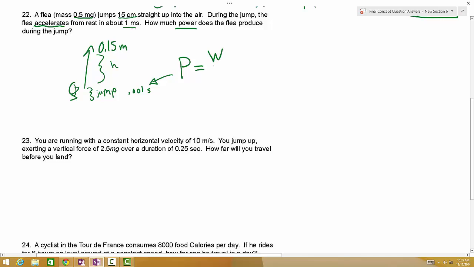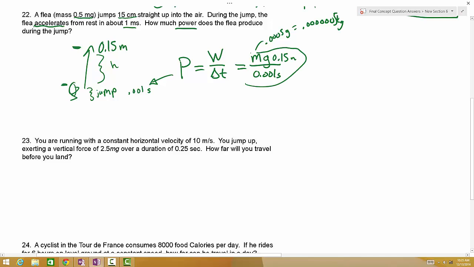And if you look on your cheat sheet, hopefully you have work over change in time, and you know that the time is going to be 0.001 seconds. So now you just need to know the work. And the work is really the amount of energy that the flea is giving itself in this jump. To figure out the amount of energy, you can just figure out how much energy it has up here at the top, because that'll be the same as the kinetic energy it has down here at the bottom. So that'll just be the mass of the flea, which is 0.0005 grams, or 0.0000005 kilograms, times g times the height, which is 0.15 meters, and then that will be the work for the power.